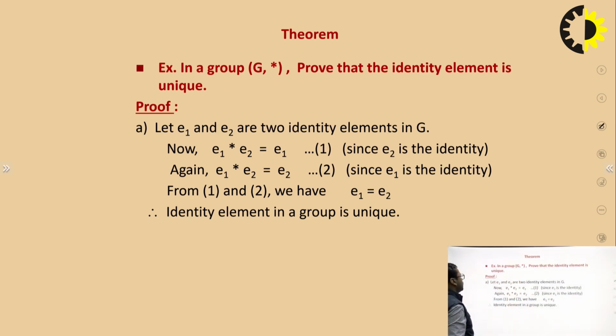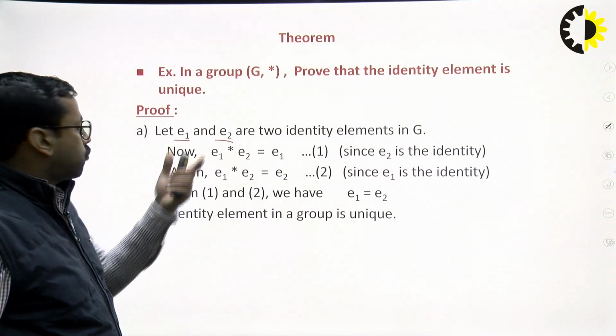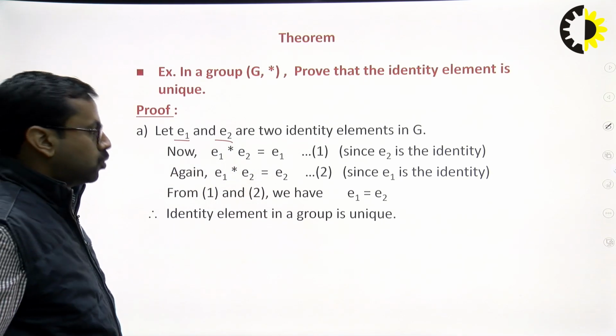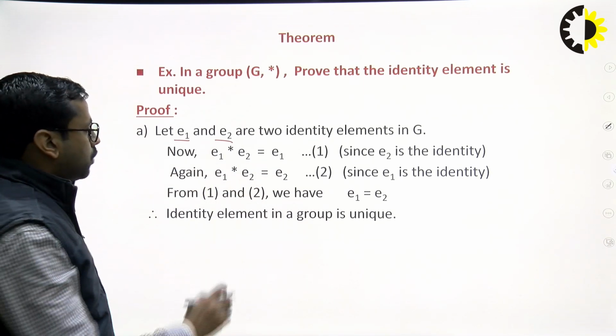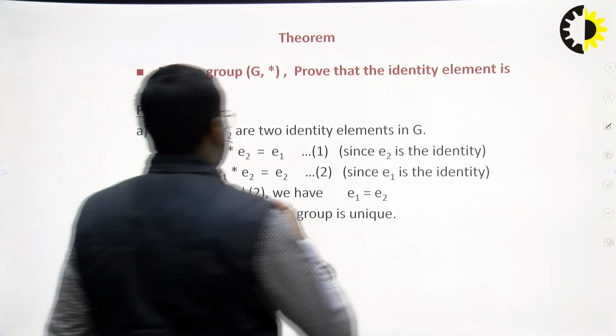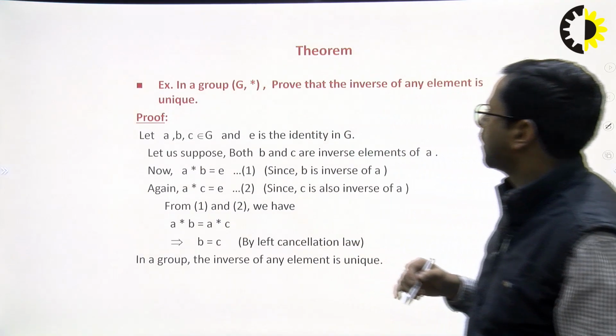Prove that the identity element is unique. I already discussed that the identity element for a non-empty set in an algebraic structure, in a group, is unique, containing a unique value. We can prove that if we take e1 and e2 as two different identity elements, and using the identity element property, we get e1 equal to e2, so that the identity element will be unique.